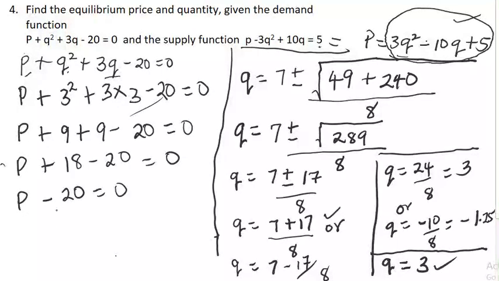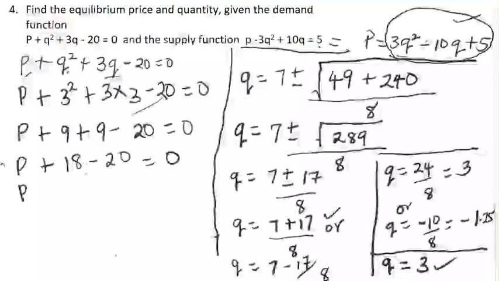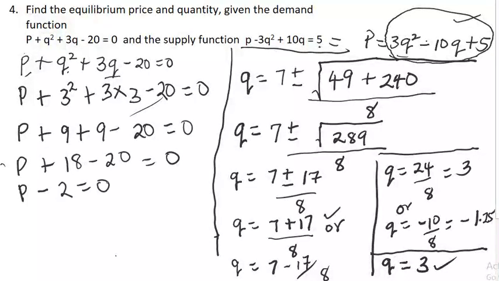So P has to stand alone. We have to move minus 20 to the right hand side. Sorry, hold on. What am I thinking? This is not 20. Sorry about that. I said plus 18 minus 20, I'm supposed to say minus 2 equals 0. Plus 18 minus 20 gives us minus 2. So move minus 2 to the right hand side. The minus changes to plus. So we just have 2. The equilibrium price is 2. So we've gotten our answer.